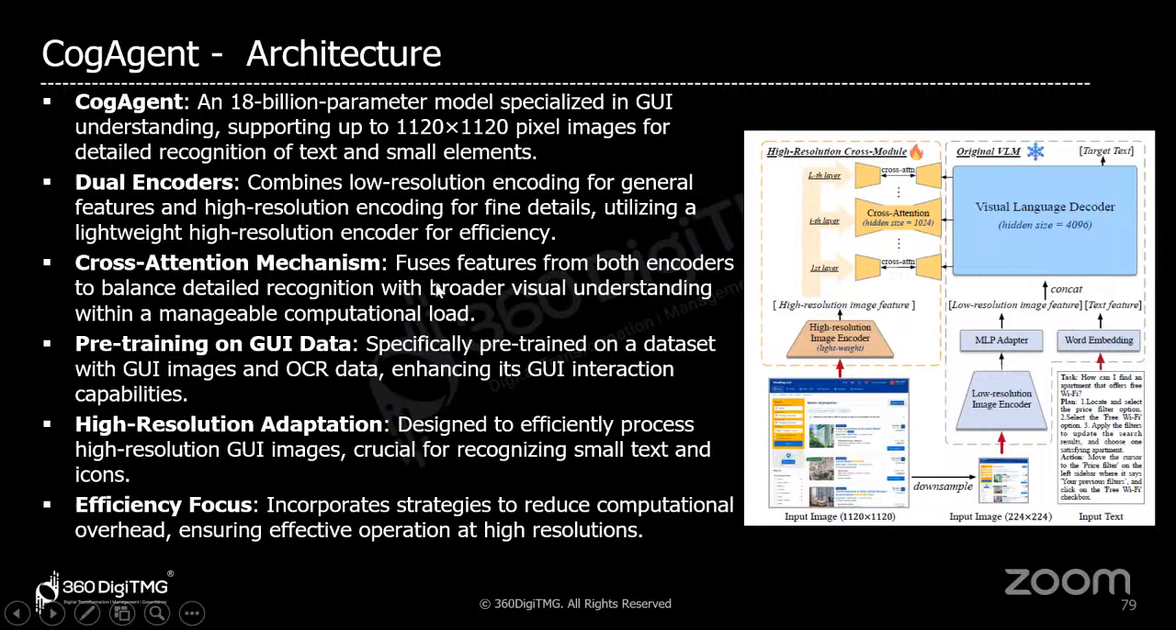Apart from that, there is a pre-trained model on GUI data. Okay, so it is specifically pre-trained on data sets with the GUI images, graphical user interface images, and the OCR data, optical character recognition data sets, which will enhance its GUI interaction capabilities. Then it is used for the high resolution adaptation. It is designed to efficiently process the high resolution GUI images. Okay. Then it efficiently focuses on strategies which reduce the computational overhead.